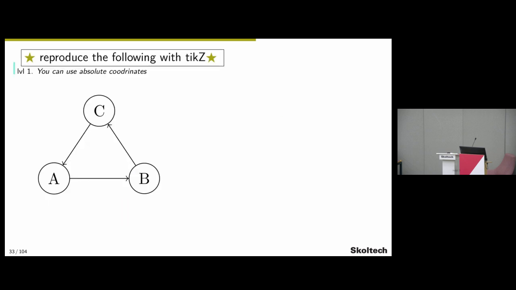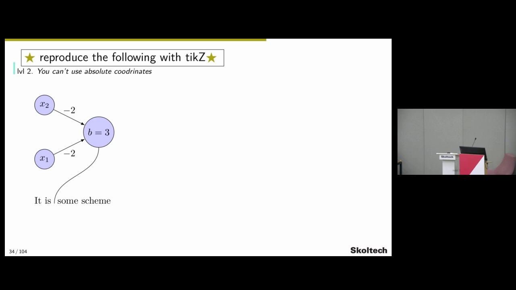And we have the task. We have a level 1 task. You should draw this simple block scheme, a simple graph structure, or as a second level, a more complex structure with more text. Please start it. We will help you.